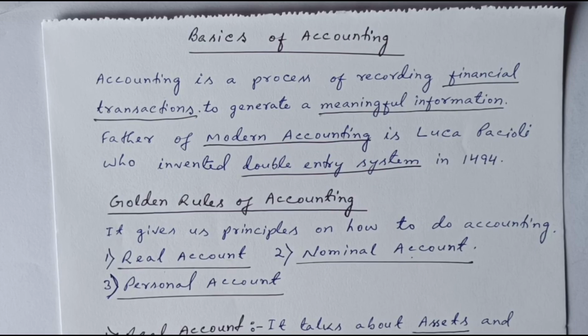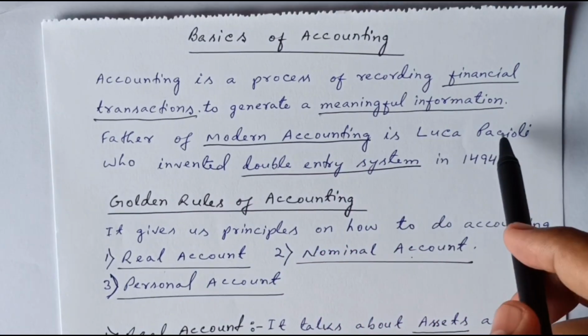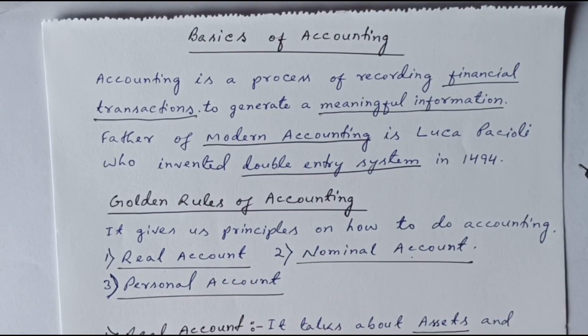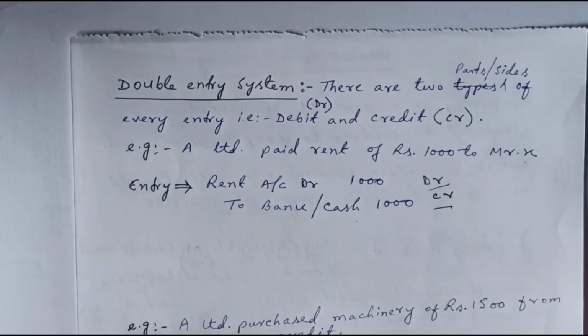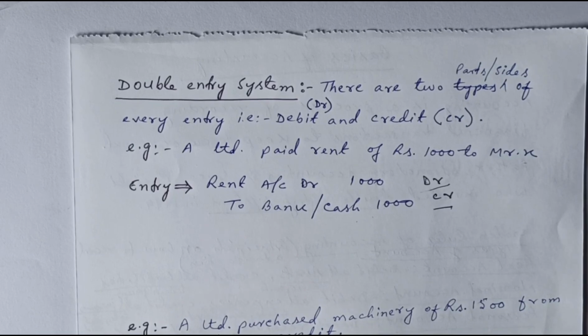The father of modern accounting is Luca Pacioli. He invented the double entry system in 1494. So we need to understand what the double entry system is. Actually, a double entry system speaks about the debit and credit side of every transaction, every entry. Whenever a transaction happens, we need to pass an entry, a journal entry, and a journal entry has two sides, debit and credit.